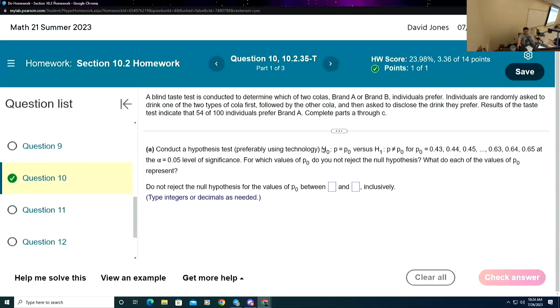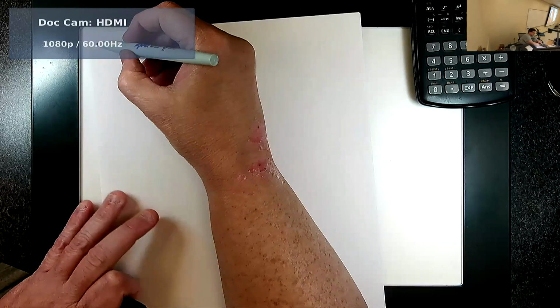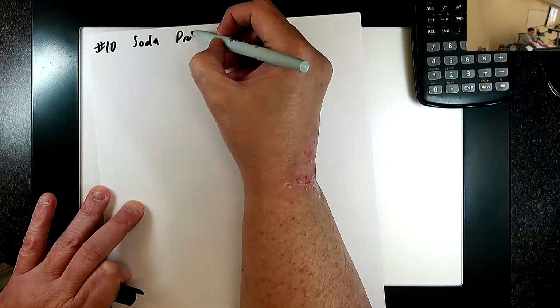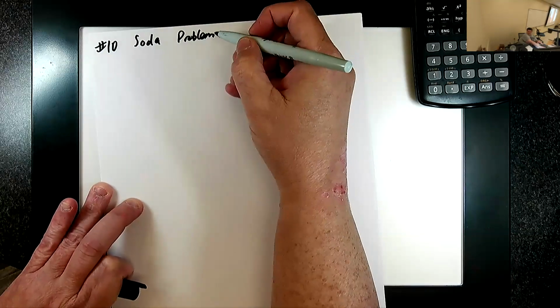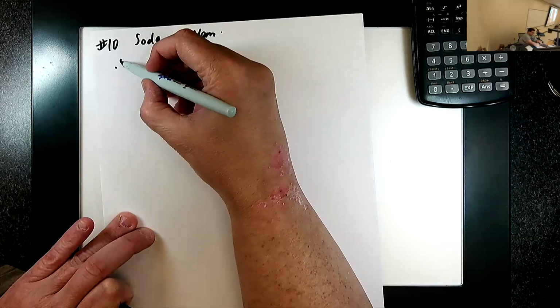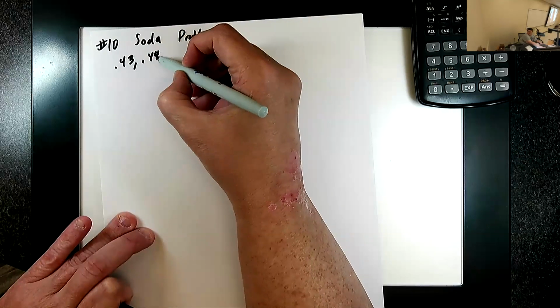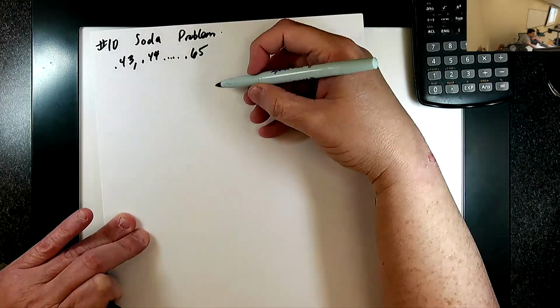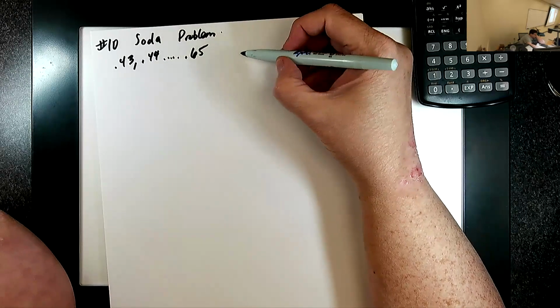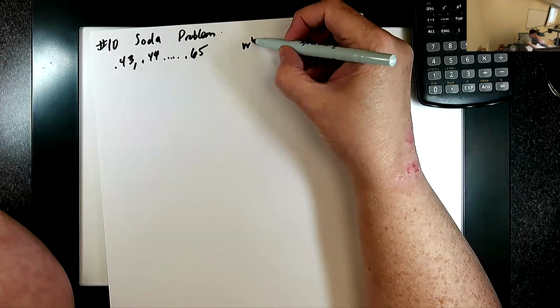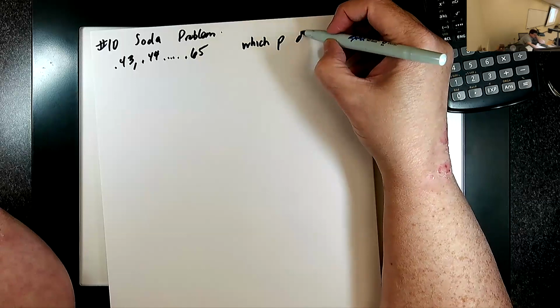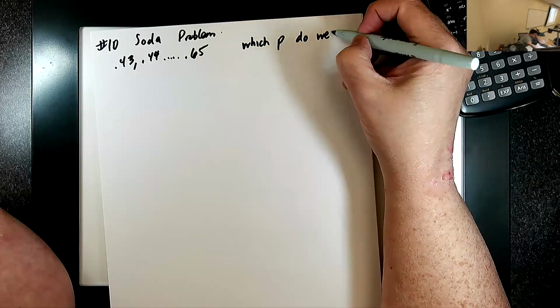So, strategically, how do we go about doing this? Number 10 is the soda problem. And my example has 0.43, 0.44, up to 0.65. And they want us to know which p's do we not reject H naught for.